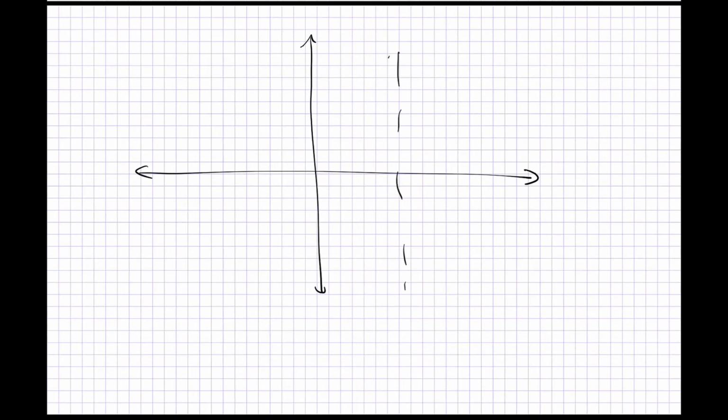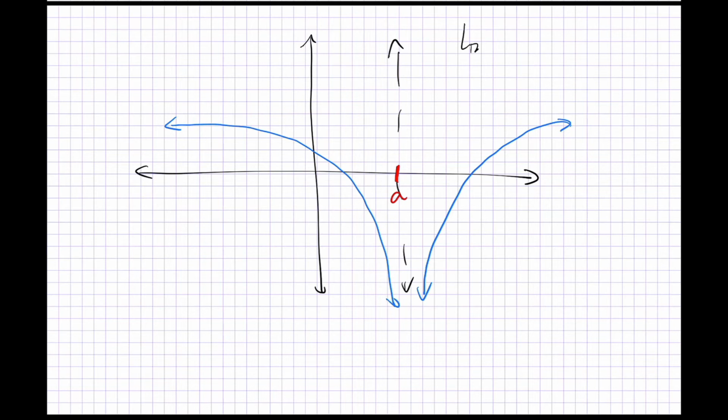So we have a vertical asymptote here, and then I have a function that goes like this, and a function that goes like that. And let's say this is at A again. What's the limit as x approaches A? Still does not exist. Yep, that's the right answer. The limit at A for this one is DNE.